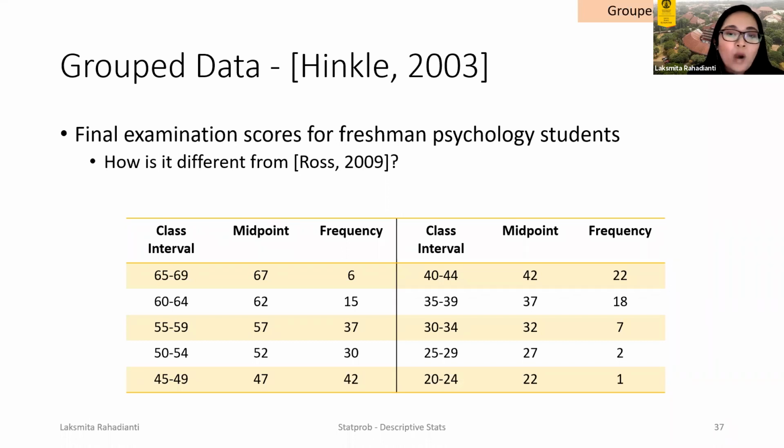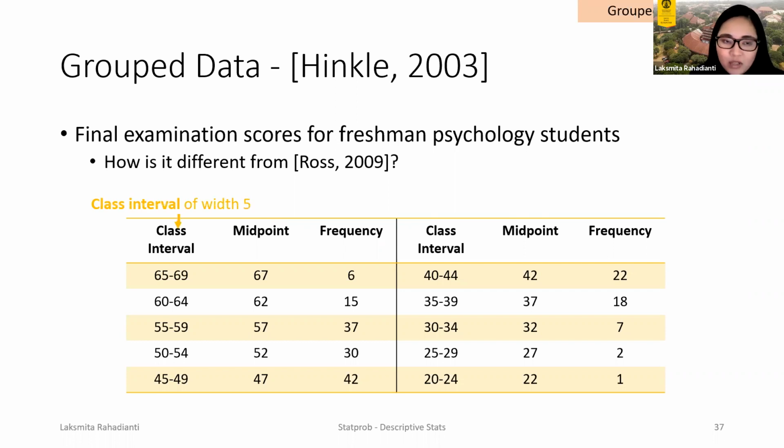Let me know, what different things do you see in this table that is not present in the Ross convention? Anyone? You can put it in the chat box. So yes, Alexander already noted that there is something different here. There is a midpoint. So I'm going to point out some important things from this table.